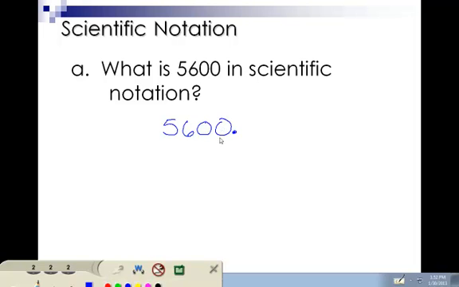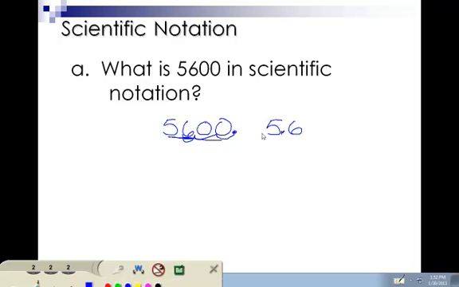To make this into a more manageable number, I want to move this decimal point so that the number becomes between 1 and 10. So if I move my decimal point here, 560 is not between 1 and 10. Move it here, 56 is not between 1 and 10. But 5.6 is between 1 and 10.